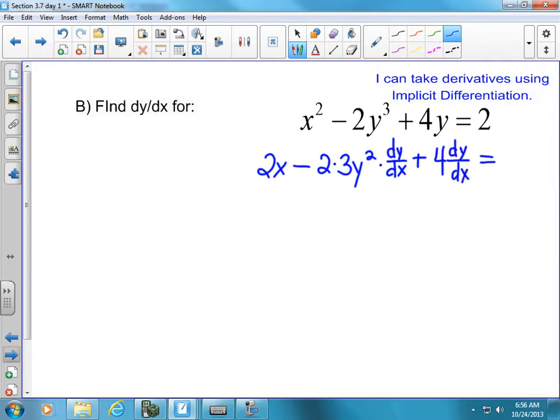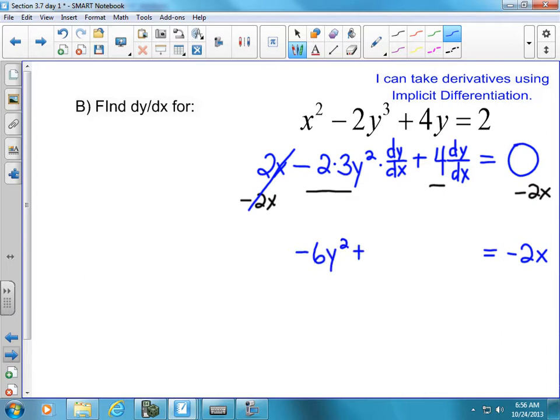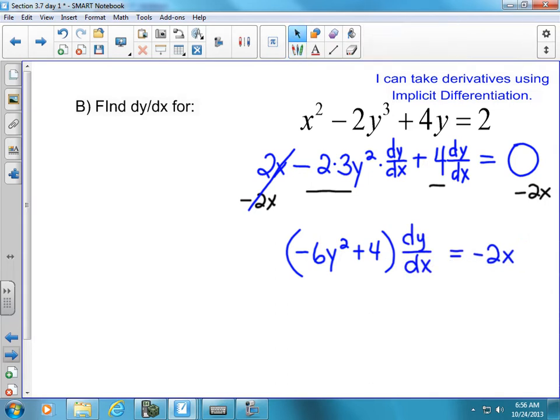And the derivative of 2, here's where people make a lot of mistakes. The derivative of 2 is 0. It is not something else. All right, we're going to combine these two terms together because they both have dy/dx. First, let's subtract 2x from both sides to get that over to the right. So we have equals minus 2x on the right. And let's combine these two terms here. So we have minus 6y squared plus 4 times dy/dx, and that equals negative 2x.